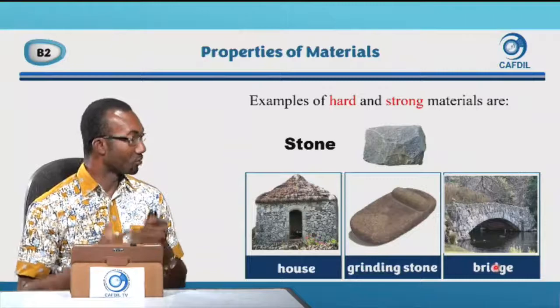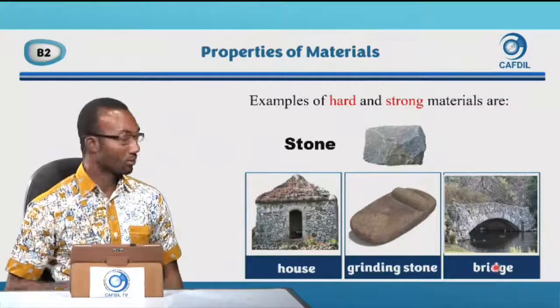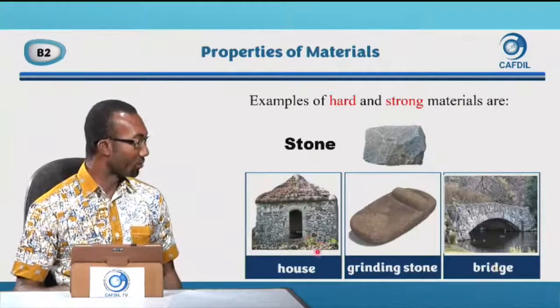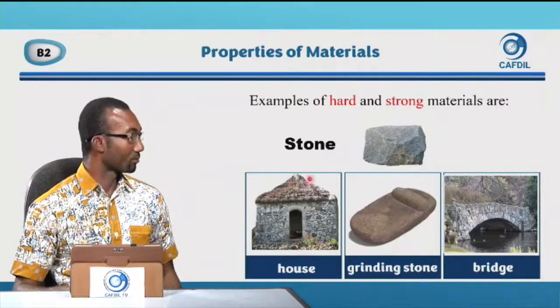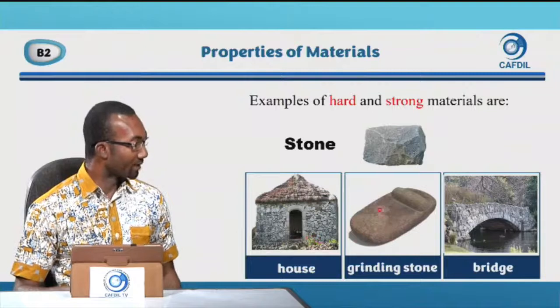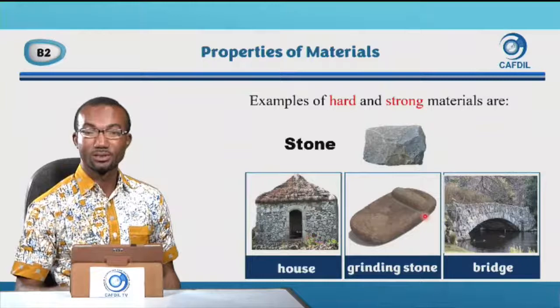Another example is stone. Because stone is hard and strong, we use it to build houses. We also use stone to make grinding stone, which we use to grind our vegetables.